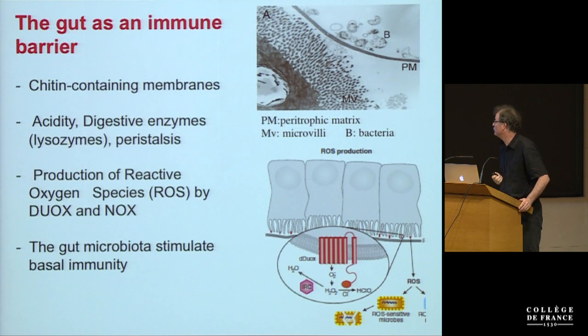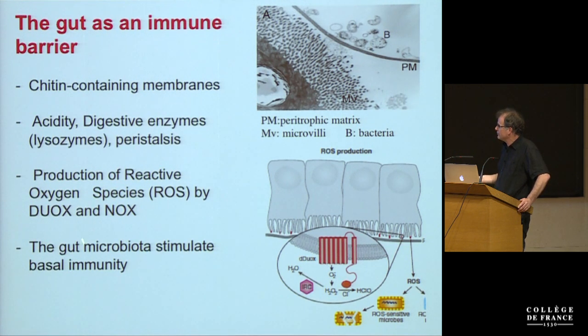And we have been able to show that. Acidity, digestive enzyme, peristalsis are believed to be important to fight microbes. One of the first immune reactions that you find in the gut is the production of reactive oxygen species by two enzymes, DUOX and NOX. Interestingly, one of those enzymes has been shown to be activated by uracil that will bind to a G-coupled receptor, activate a pathway that releases calcium, and activate this enzyme that produces reactive oxygen species.